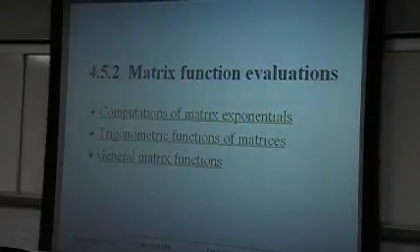And in this part, I will explain how to find the matrix exponentials and trigonometric functions, and also a very useful function I wrote myself, which enables you to evaluate very complicated MATLAB matrix functions.